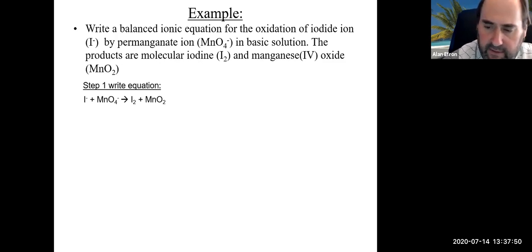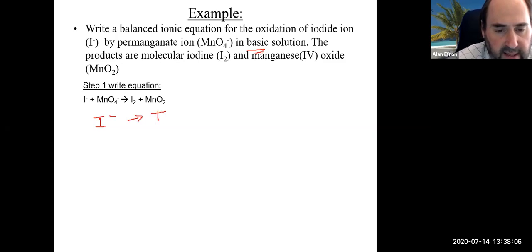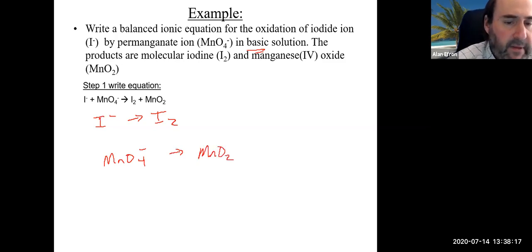We left off with this one. We have this reaction here, and we want to balance it in basic conditions. The first thing you want to do is split it into its two half reactions. So this would be I minus to I2. The other half reaction would be MnO4 minus going to MnO2. We can also look at what's happening in terms of their oxidation numbers.